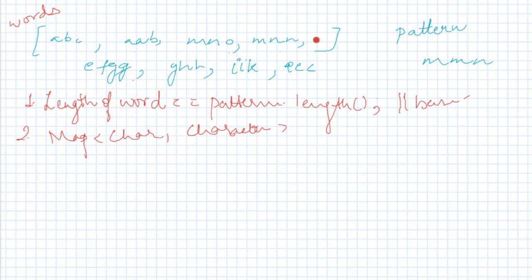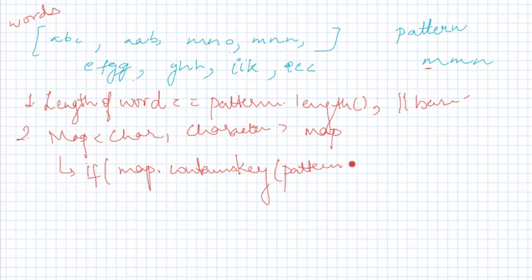First of all, we'll check for length. If length is 3, then we'll check now. For each character stored, now you have another condition. If the map, let's say it was map, contains the key, let's say this is pattern.charAt(i).